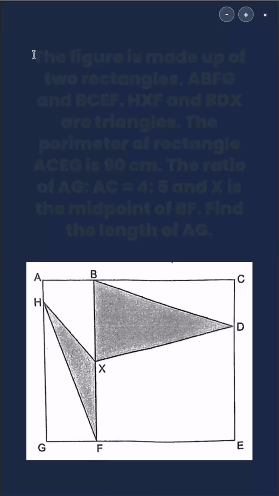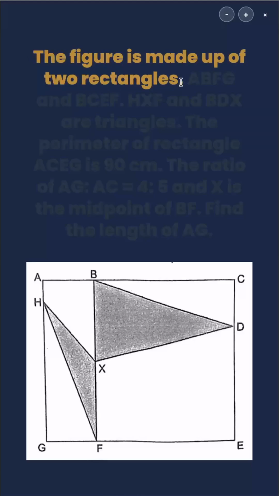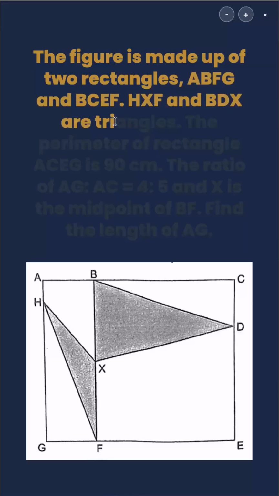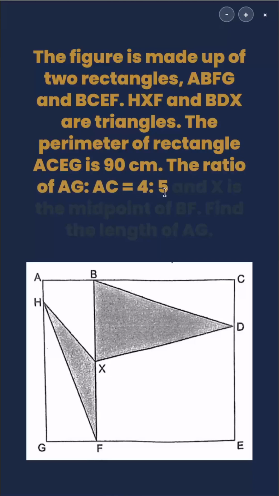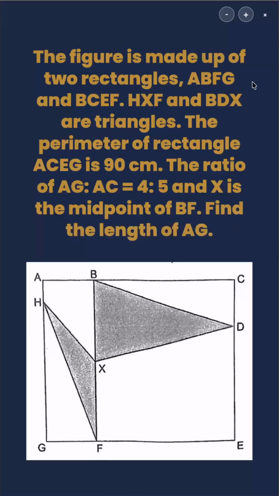Question 17a. The figure is made up of two rectangles, ABEFG and BCEF. HXF and BDX are triangles. The perimeter of rectangle ACEG is 90 centimeters. The ratio of AG to AC is 4:5, and X is the midpoint of BF. Find the length of AG.